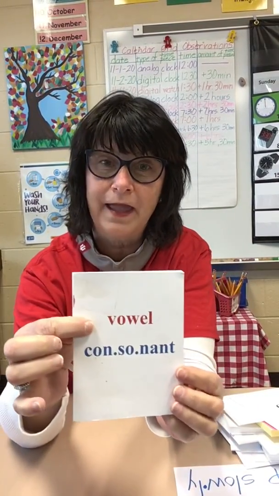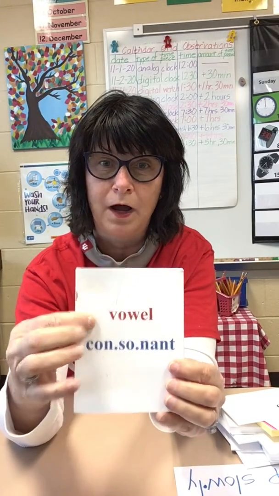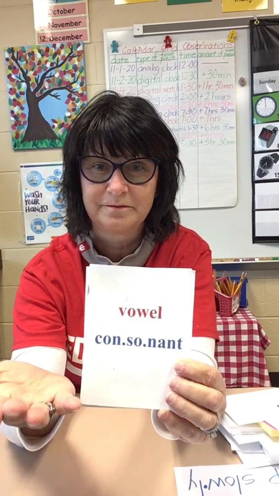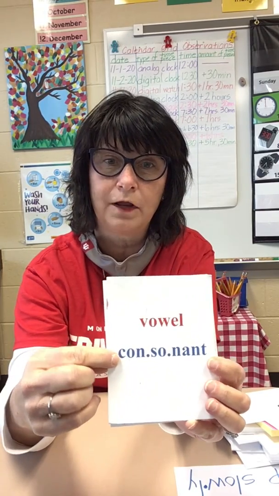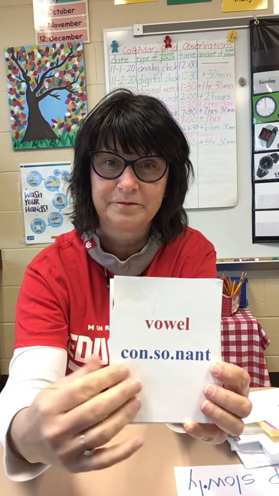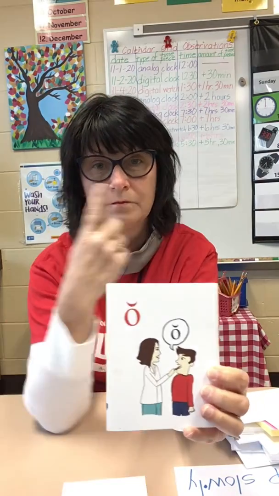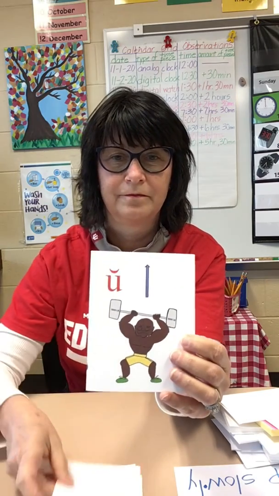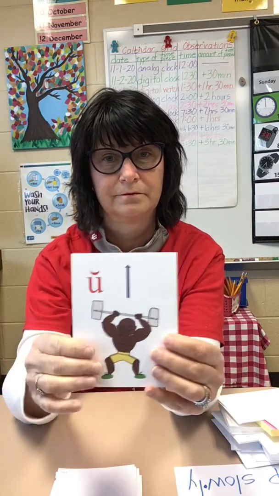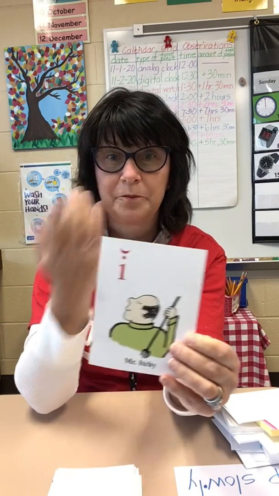A vowel is A, E, I, O, U, and sometimes Y. A consonant is all other letters. Let's do our short vowels. A, A, and I. Very good job.